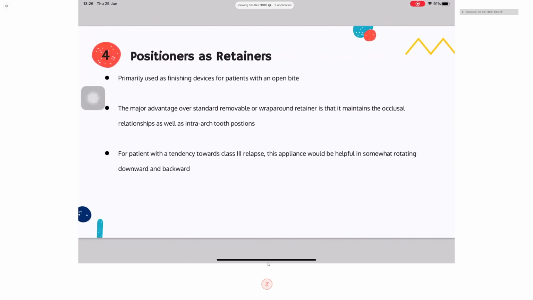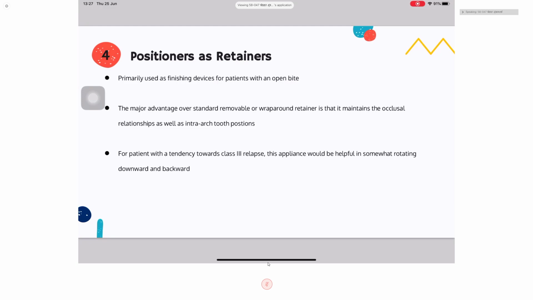And the last removable retainer is the positioner, primarily used as a finishing device for patients with an open bite or mild crowding. The major advantage over a standard removable or wraparound retainer is that it maintains the occlusal relationship as well as intra-arch tooth position.